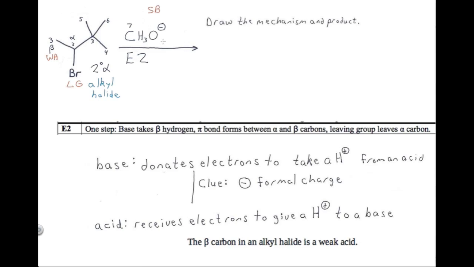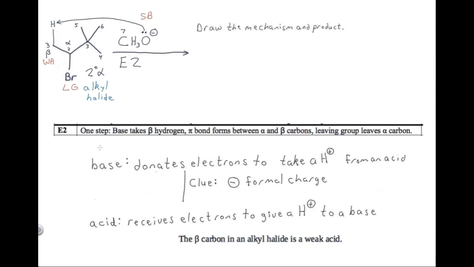Now it's time to draw the electron-pushing arrows for the E2 mechanism. Our first arrow has to show the base taking the beta hydrogen. Do you know how to draw that arrow? Remember that a base is an electron donor. That means that the base has to go at the beginning of the series of arrows to show that the electrons are moving away from the base. Remember that the electron-pushing arrow shows the movement of the electrons. So this electron-pushing arrow shows us that electrons are moving away from our base. That's what we want. A base is supposed to donate electrons.